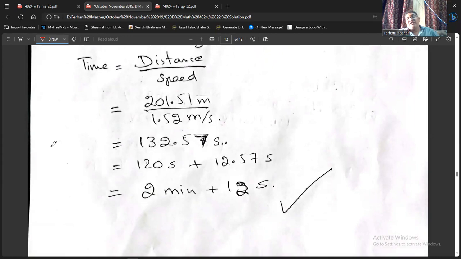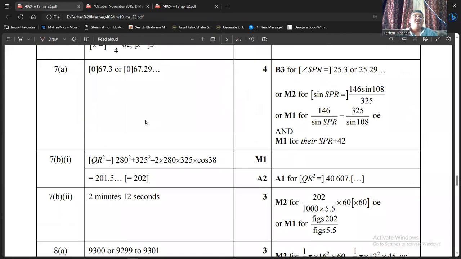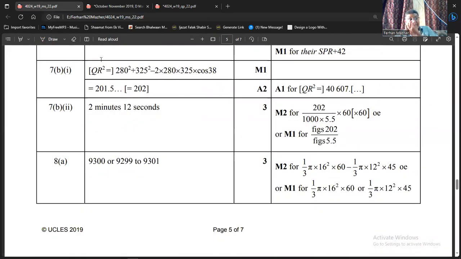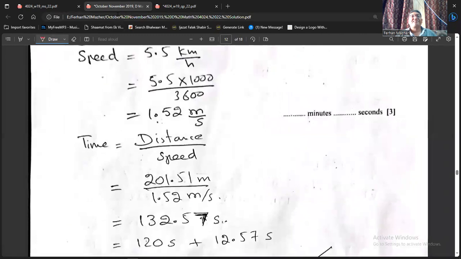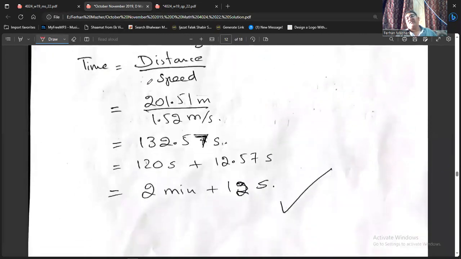So 132 seconds means, out of this, 120 seconds means 2 minutes. And the remaining are 12.57 seconds. So that's approximately 2 minutes and 12 seconds. You can also write it as 2 minutes and 13 seconds. You see, there is a little difference between the answers, because I used here 201.5. If I use here 202, it will be a much better answer. But anyway, this answer is right.